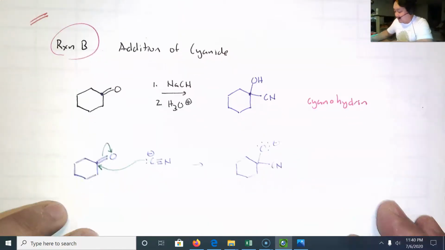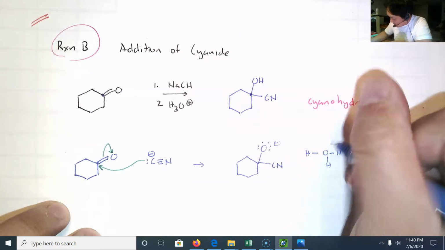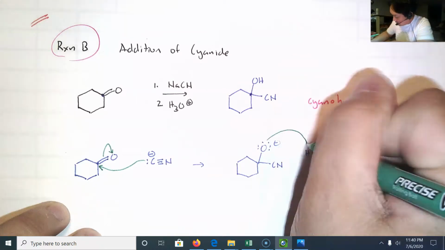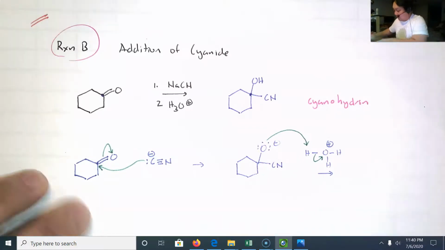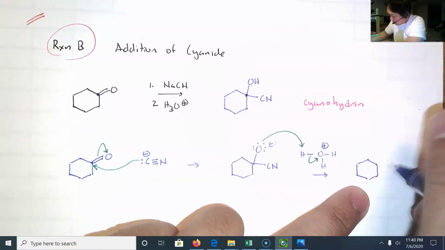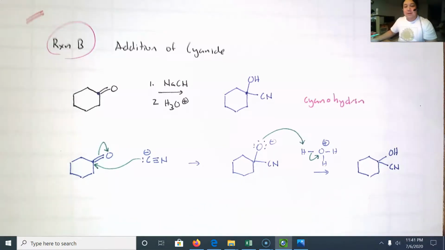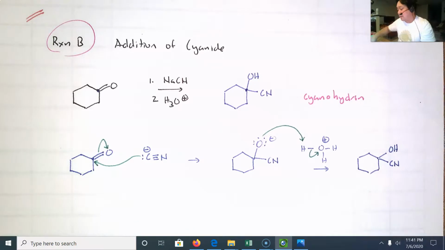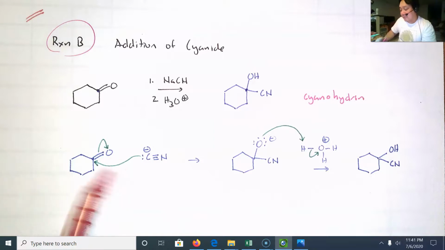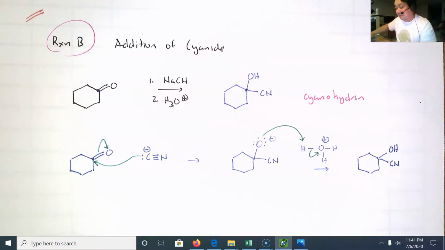The next step and the final step is with acid. Running out of ink and running out of time. Now, it doesn't matter here because the carbon is achiral, but you know this double bond is flat, and the cyanide can come from the top or the bottom. So you could have stereochemistry if this carbon was chiral.